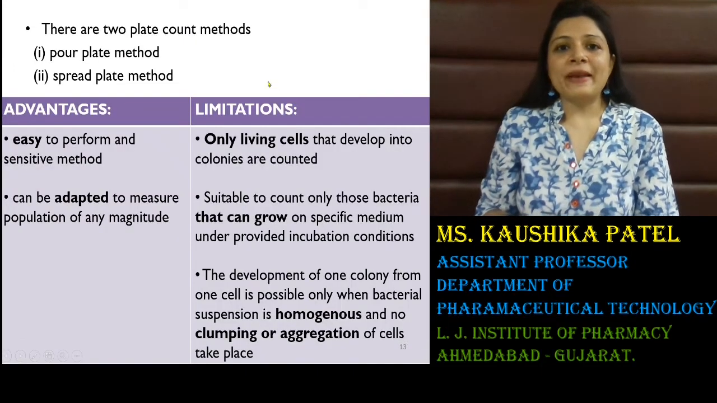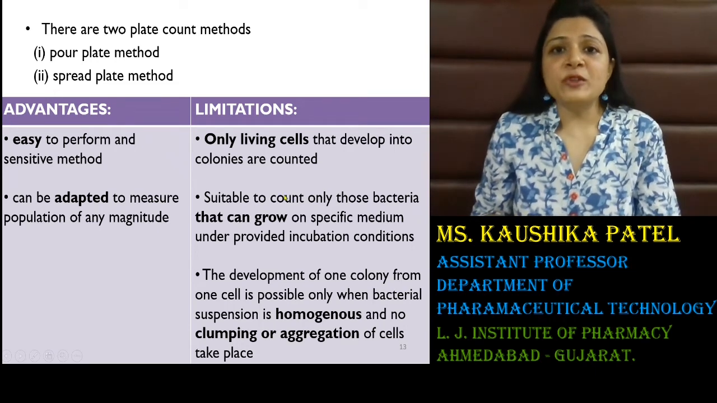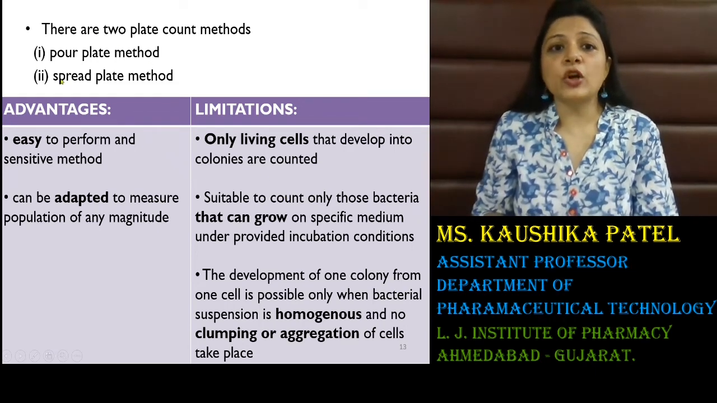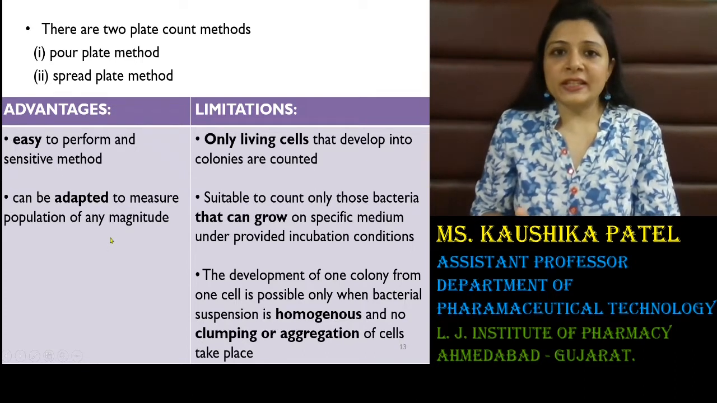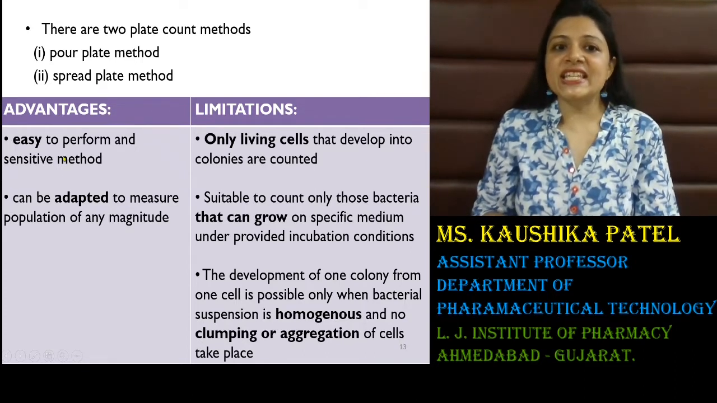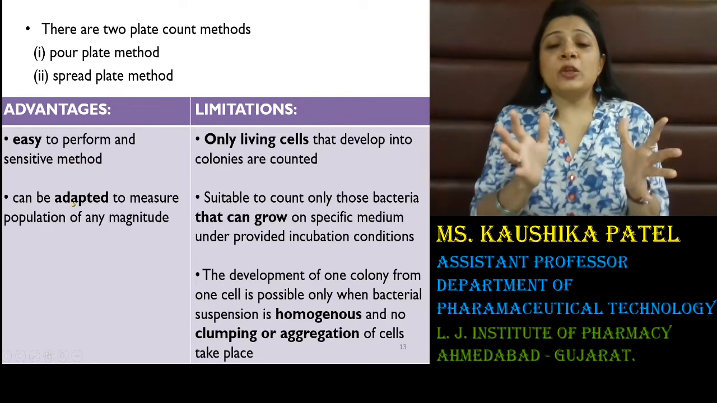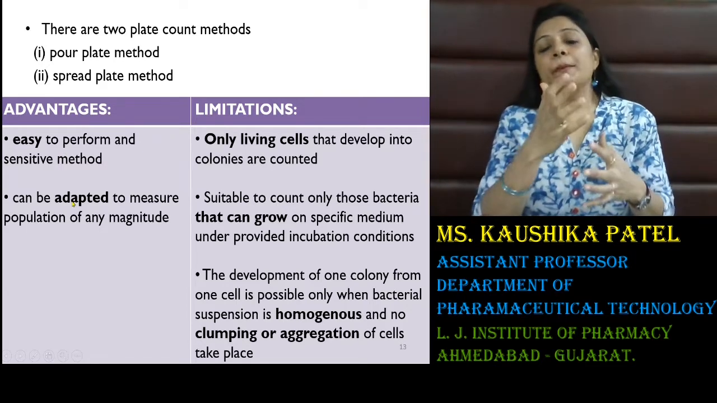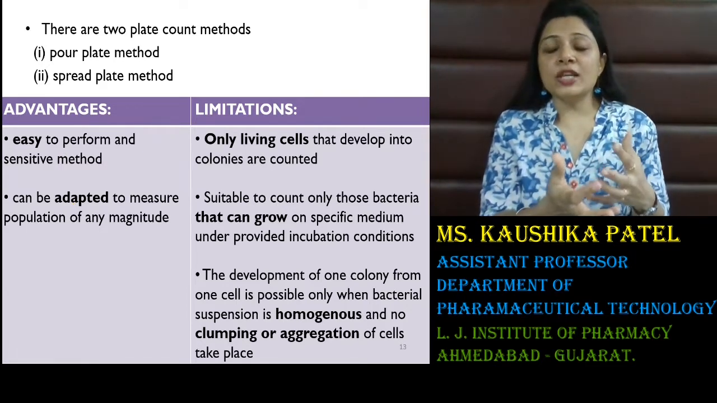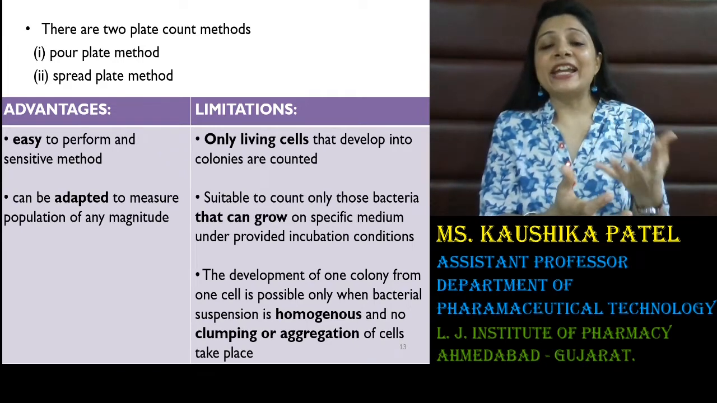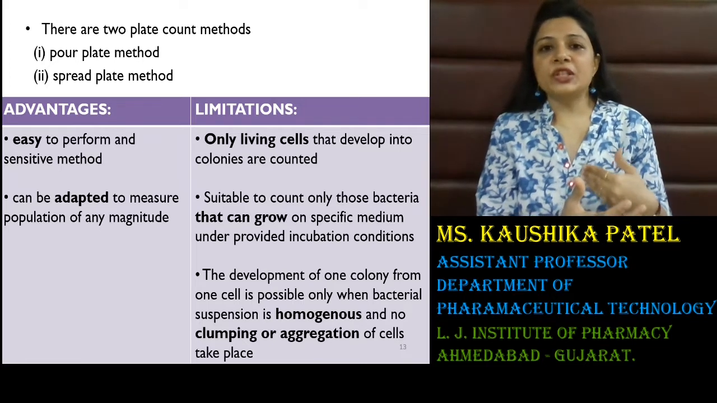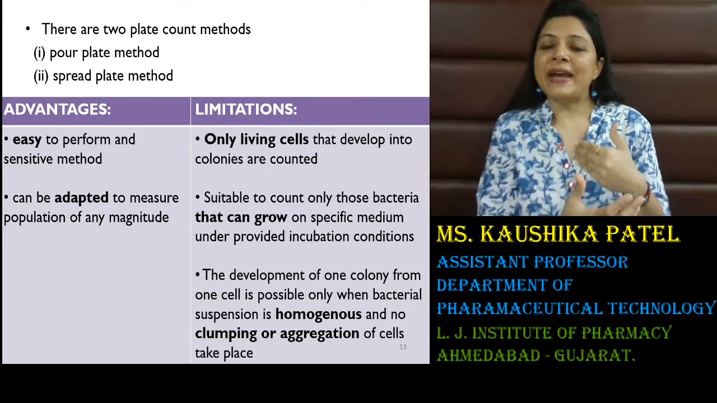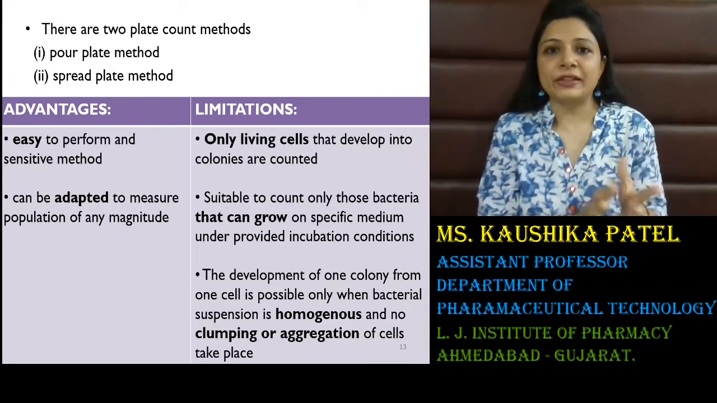Now, plate count method is further of two types. You can go for pour plate method or you can go for spread plate method. The general advantages of this method, as I said, is it is very easy and sensitive method. It can be used for any magnitude of population because you can do dilution up to 10 raised to 8 times. So by suitable dilution, you can process any type of bacterial number using this method.